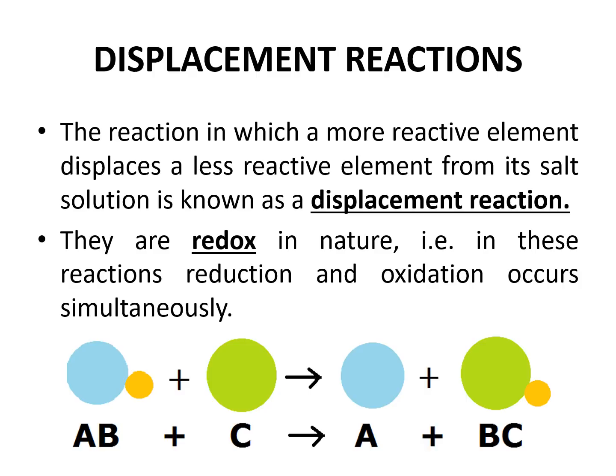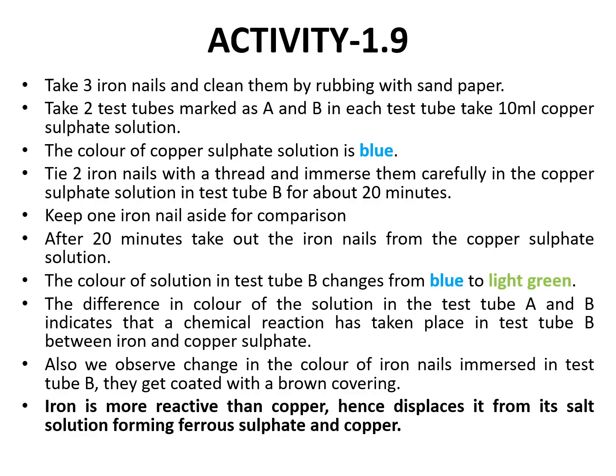Of displacement reactions, we will be taking 3 iron nails and clean them by rubbing with sandpaper. Take 2 test tubes marked as A and B, and in each test tube we will take about 10 ml of copper sulfate solution. The color of copper sulfate solution is blue. Tie 2 iron nails with a thread and immerse them carefully in the copper sulfate solution in test tube B for about 10 to 15 minutes. Keep 1 iron nail aside for comparison.